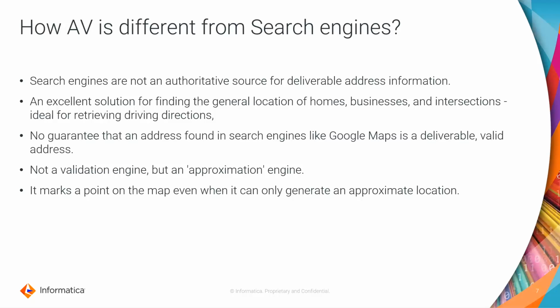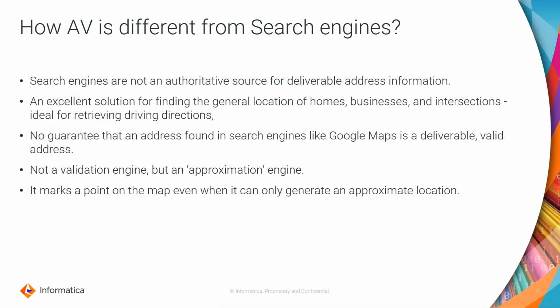The addresses that we receive on search engines like Google Maps may or may not be deliverable, but the addresses that are validated by the AV engine have a score or mailability based on which we can determine whether an address is deliverable or not. Also, the search engines mark a point on the map even if that location is the approximate location.